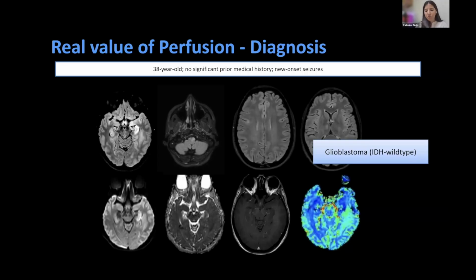So sometimes the perfusion can really help us to make the difference between some diagnoses that could be milder, like an inflammatory disease, and a really severe disease that needs to have treatment as soon as possible.